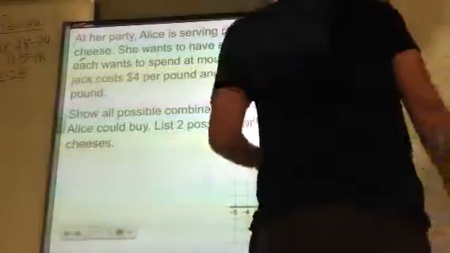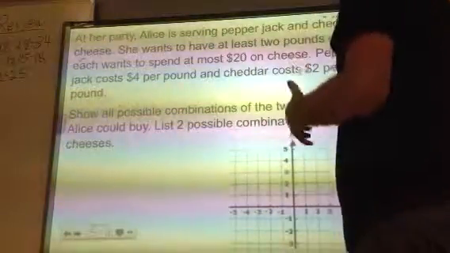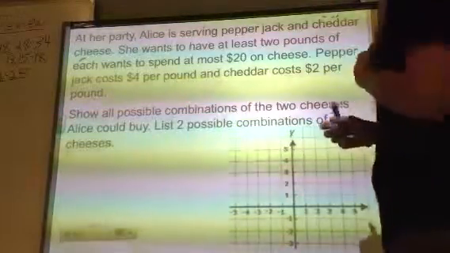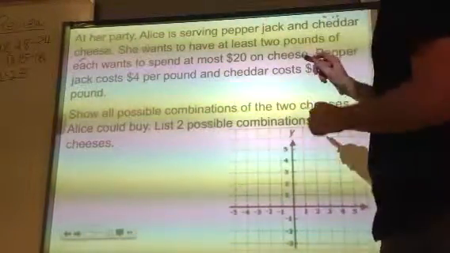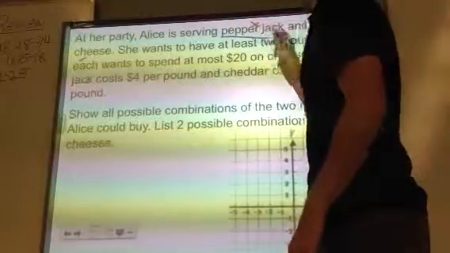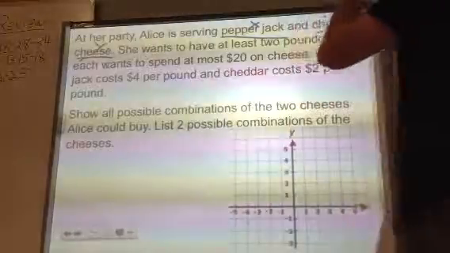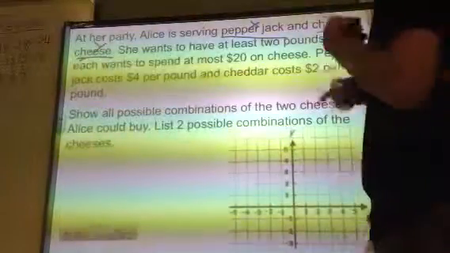Hey guys, let's look at what this is going to be like in an applicational type setting. So we're going to read through this and identify some of our keywords. Here, we're talking about two different things: pepper jack cheese and cheddar cheese. Alright? So, let's look for our "per" step now.